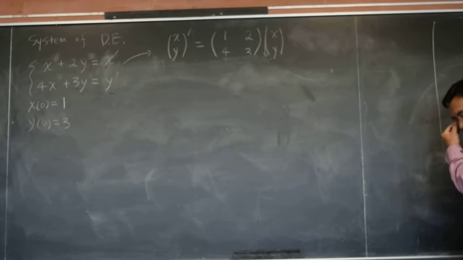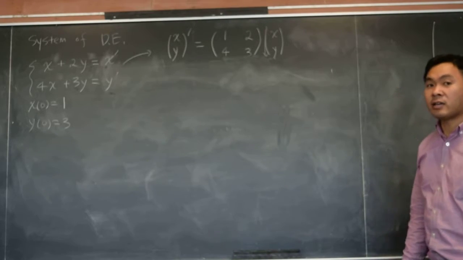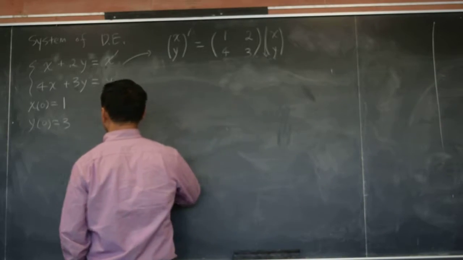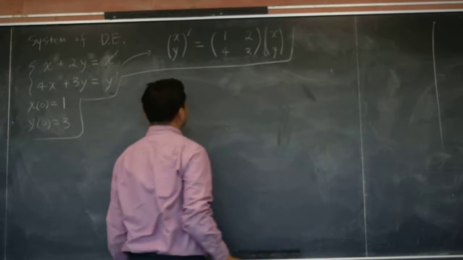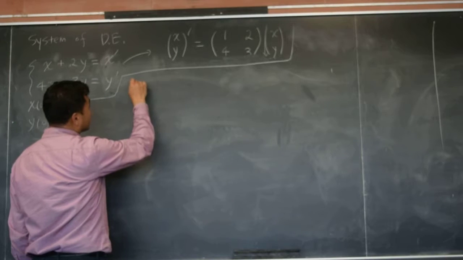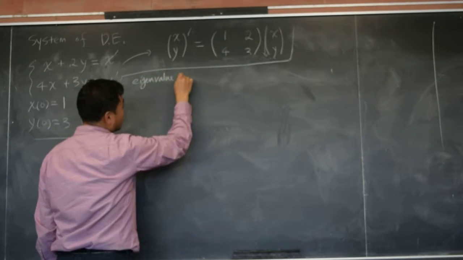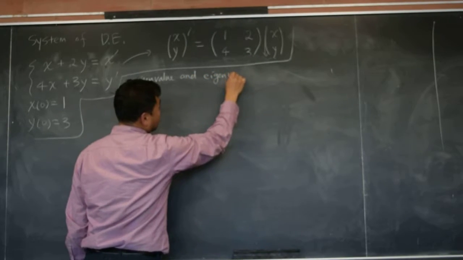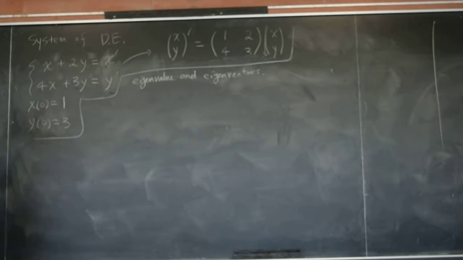Now the next thing that you want to do is to find something called the eigenvalues of this matrix. So let's leave this for a while, and I'm going to talk about eigenvalues of a matrix. What's an eigenvalue? Eigenvalues and eigenvectors. Okay.